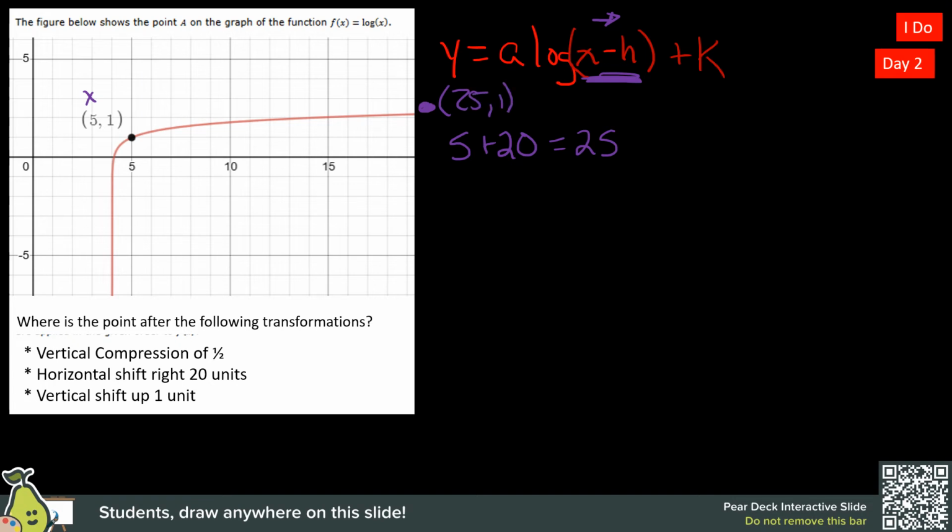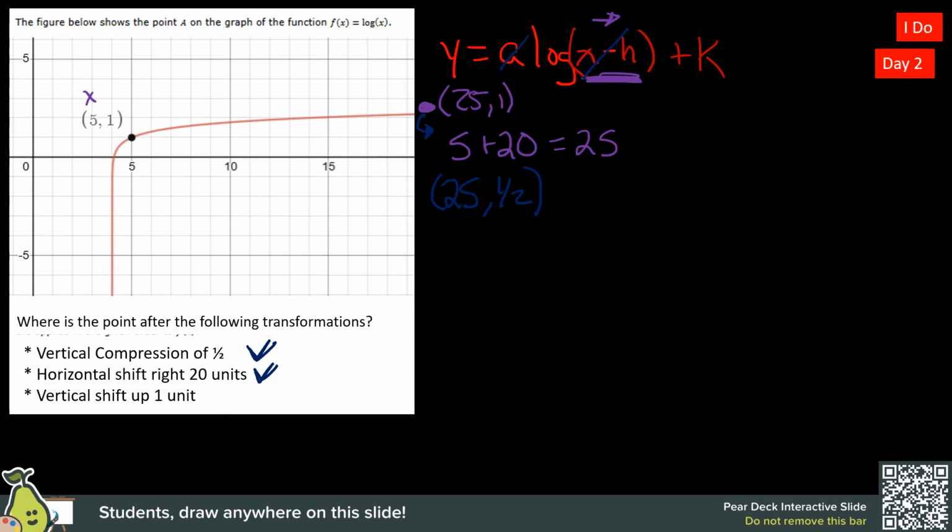Well, then you have to do a vertical compression of 1/2. That means that up and down, we're going to cut this in half. So it's actually coming down half a unit. Now I would be at 25 and 1/2, right? Half of 1. So we've moved 20 units to the right, I took my half.